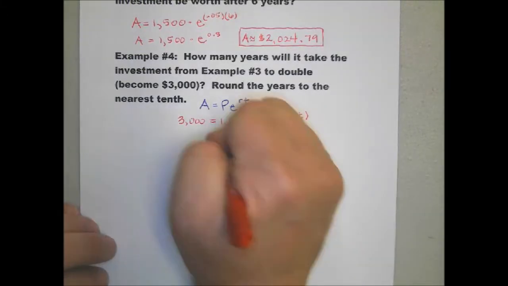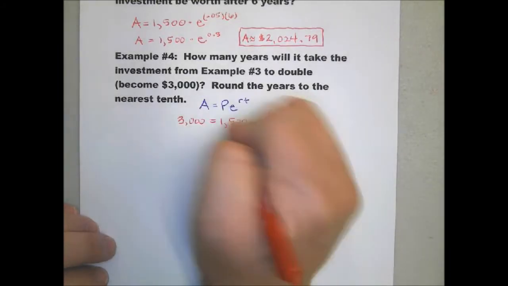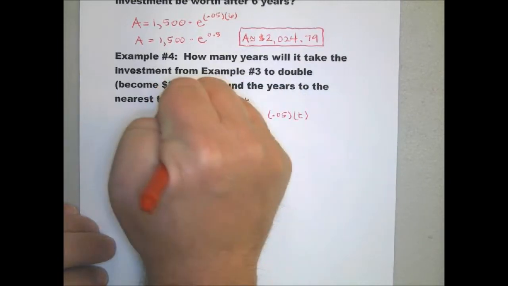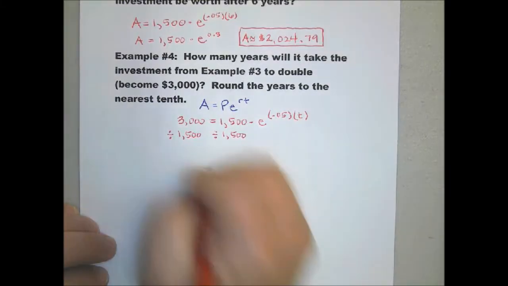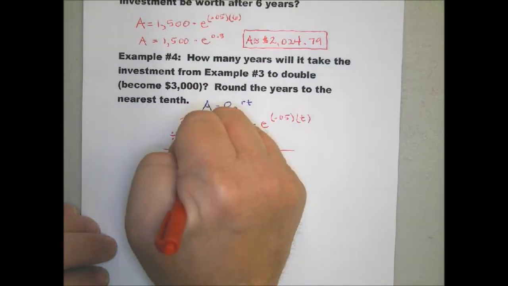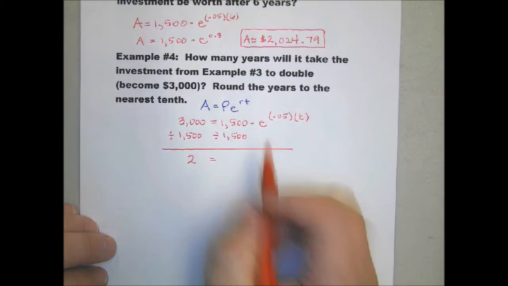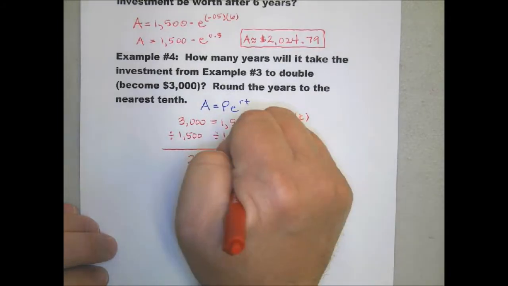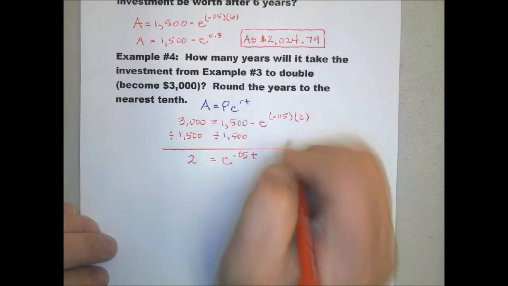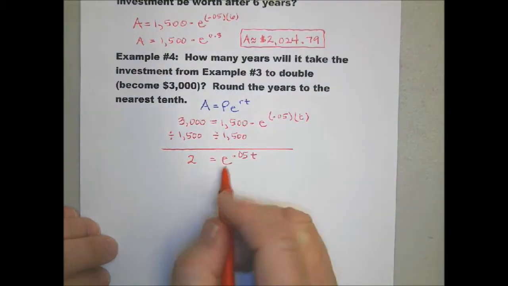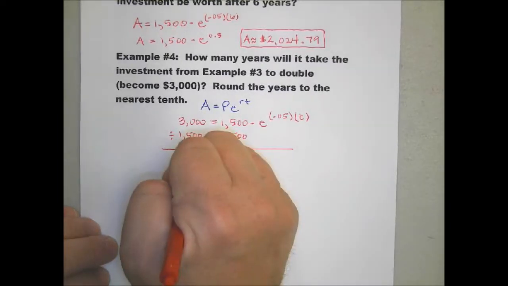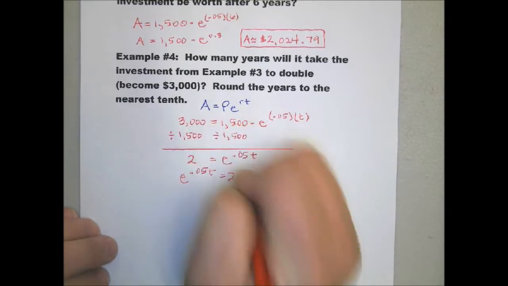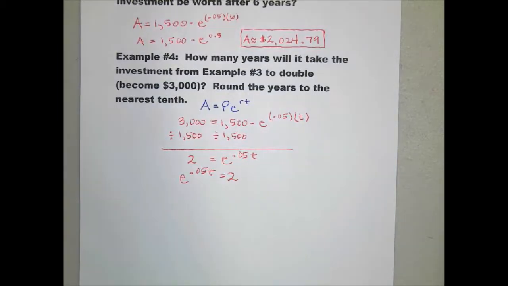Well, the first thing again that I'm going to do is get rid of that leading coefficient. So I'm going to divide both sides by 1,500. So the left-hand side now simply becomes 2, and on the right-hand side, the 1,500 disappears. Now I only have e raised to the 0.05t. Again, if it looks a little unfamiliar to you, look at what it would be if you switched everything to the opposite sides: e raised to the 0.05t equals 2.